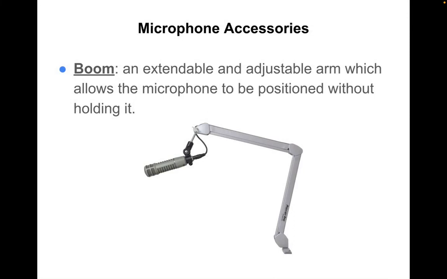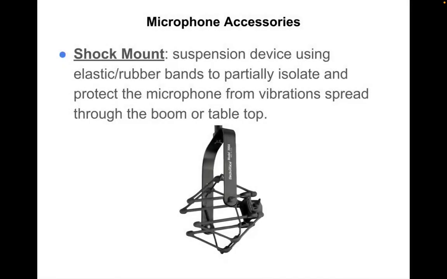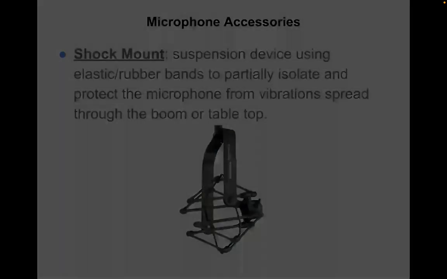Some studio standard accessories that accompany the microphones are a boom, shock mount, windscreen or pop filter, and a preamp or processor. The mic boom is an extendable and adjustable arm that allows the mic to be positioned without holding it to the proper placement for the pickup pattern to be most effective. A shock mount is the suspension device that uses elastic or rubber bands to partially isolate and protect the microphone from vibrations spread through the boom or tabletop.